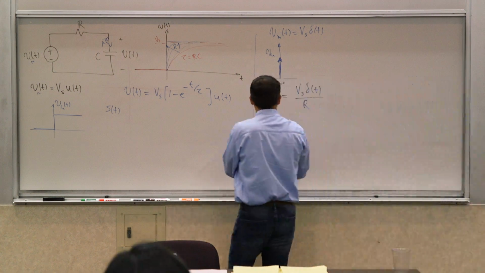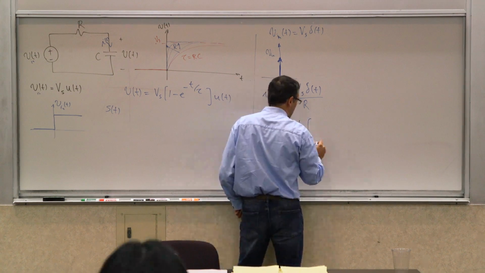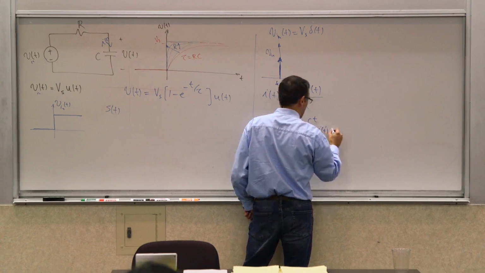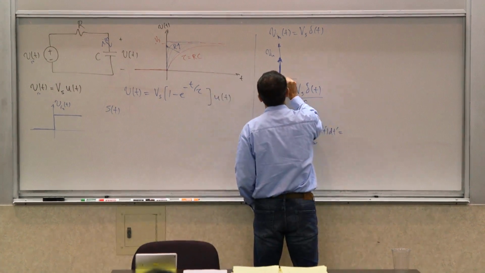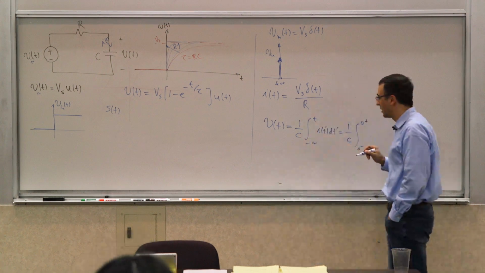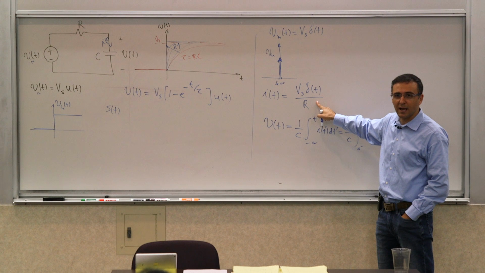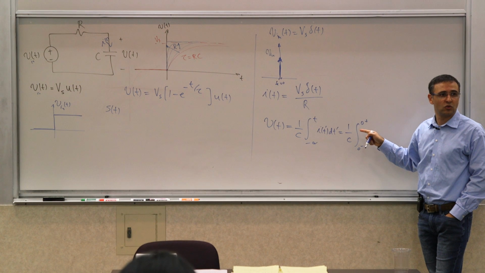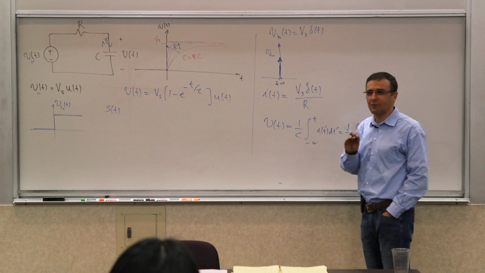So what is the voltage across the capacitor in terms of its current? V is 1 over C times the integral from negative infinity to t of the current dt. But I'm really interested in the vicinity of 0, so I'm basically integrating this from 0 minus to 0 plus. And what is the current over in that neighborhood of 0? Do you agree that it is this current? If you're not convinced, you have to stop me right now.